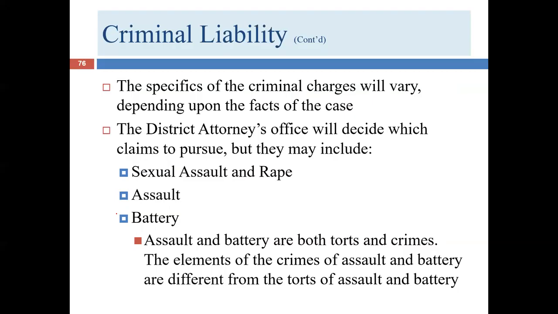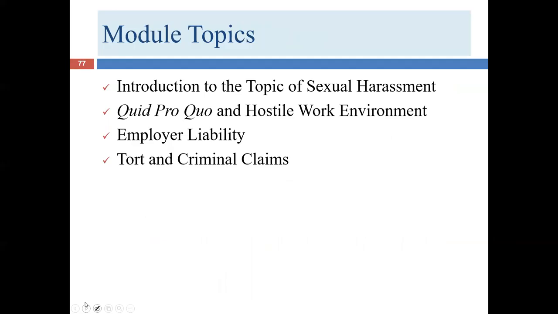So now we've completed our topics in this course. We've talked about sexual harassment generally. We talked about quid pro quo and hostile work environment. Then we talked about Faragher and Ellerth and how those cases create an affirmative defense for an employer, and what that means for the employer in terms of how it should handle sexual harassment and other harassment type situations that might occur in the workplace. And then we talked about tort and criminal claims. Tort and criminal claims are especially important in harassment cases, at least sometimes important in other Title VII type cases, but certainly of very great significance in harassment cases.